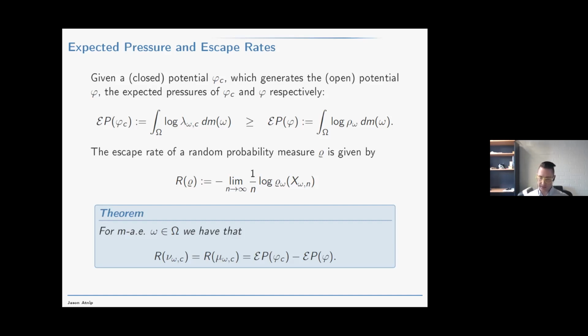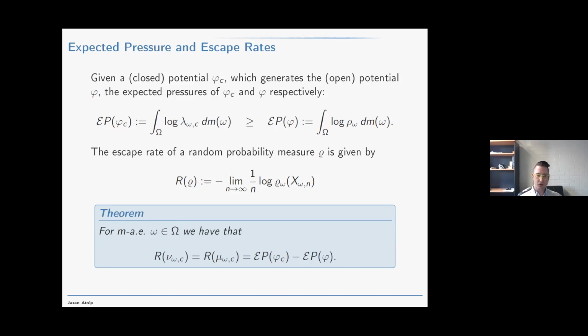And in fact, what we can say is that the escape rate for the closed conformal measure, or the escape rate for the closed invariant measure, we didn't previously define the closed invariant measure mu omega c, but we would define it in the exact same way we did with the open invariant measure. That is, we take the closed invariant density and integrate it up against the closed conformal measure. And what we can show is that both of these escape rates for these two measures is equal to the difference in the closed and open expected pressures.